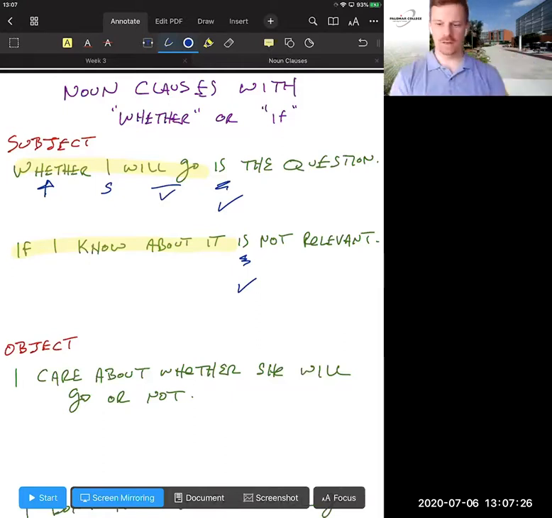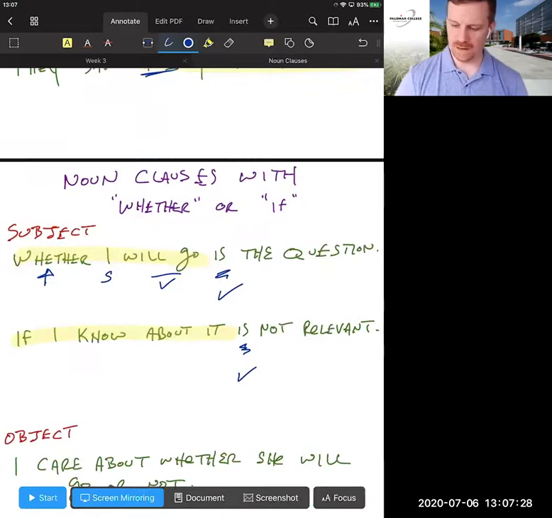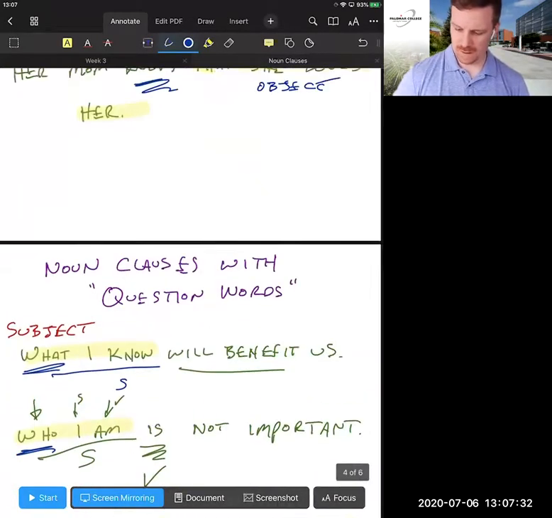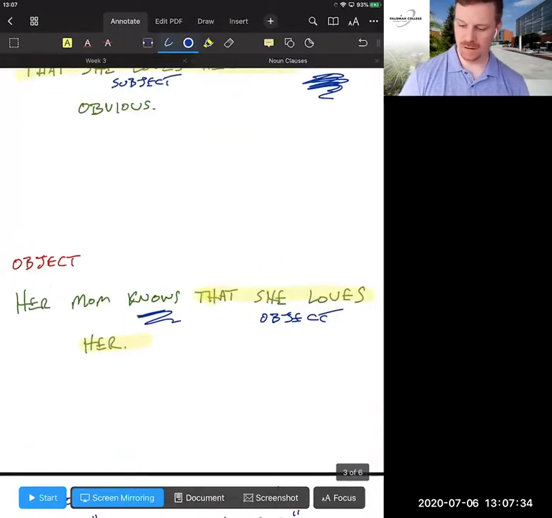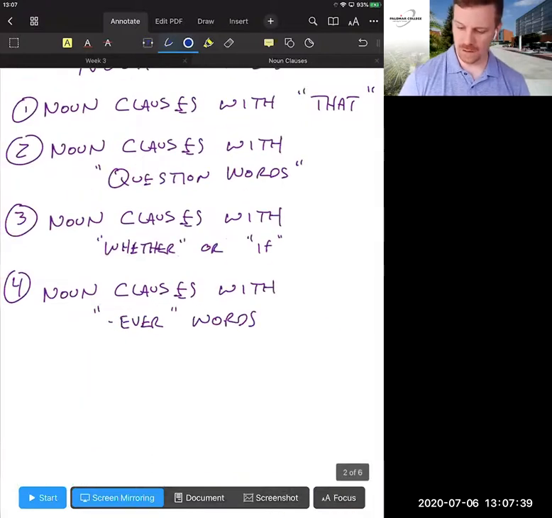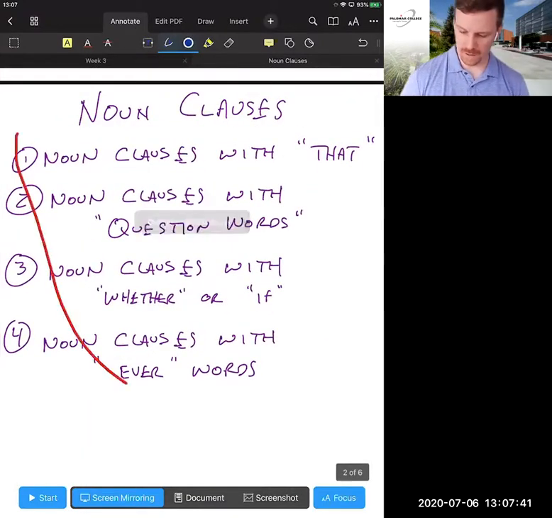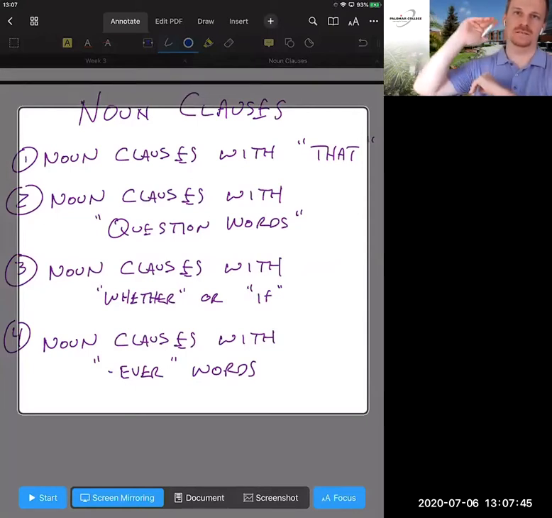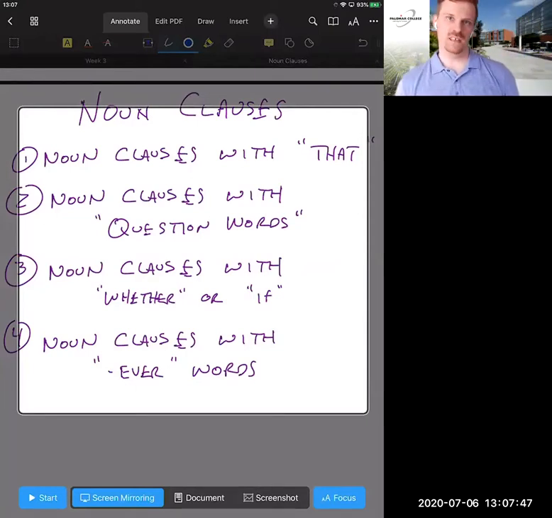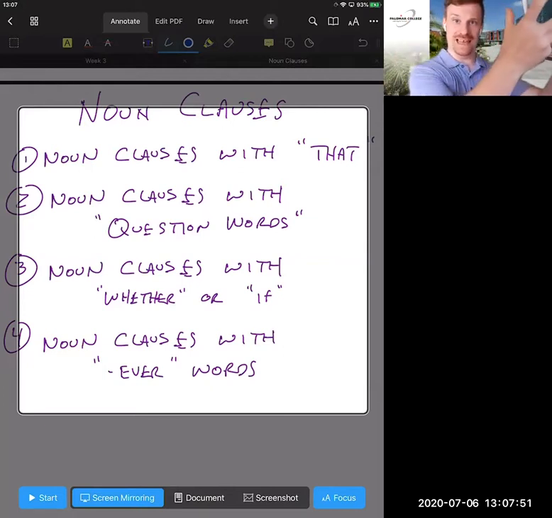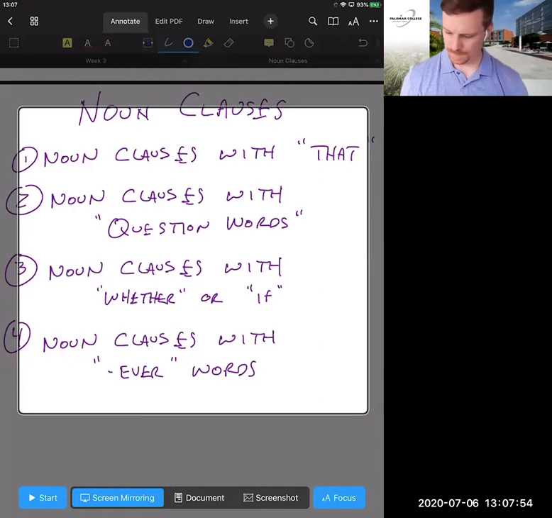Noun clause marker word can be whether or if. Noun clause marker word can be, let me try to go up this way, can be question words. Noun clause marker word can be that. So you're looking for those noun clause marker words. All of these right here are noun clause marker words. That plus a subject plus a verb gives you a noun clause. Then you take that noun clause and put it into a larger sentence as a subject or as an object.